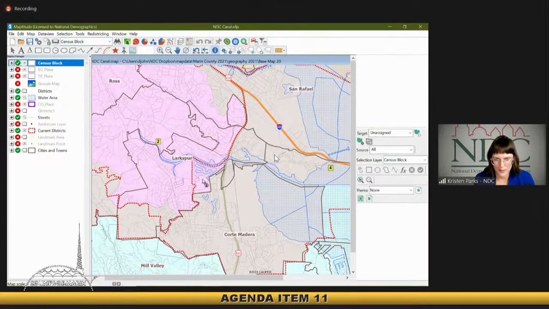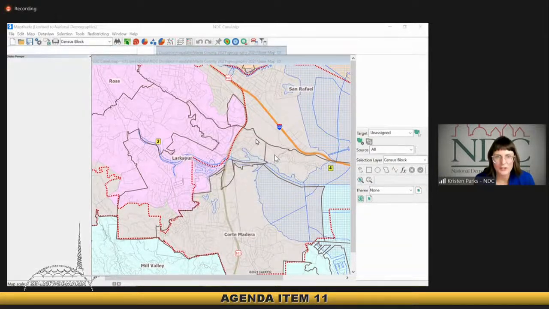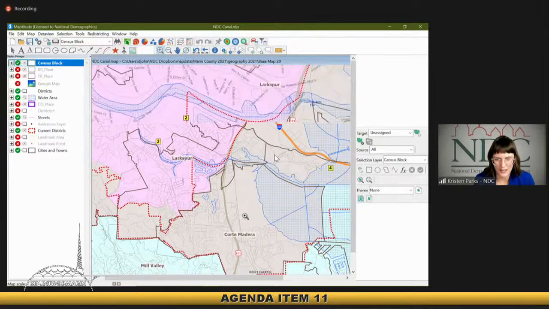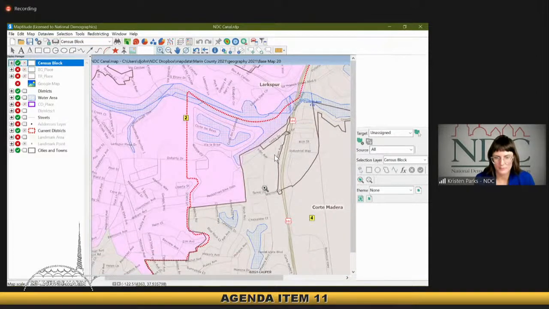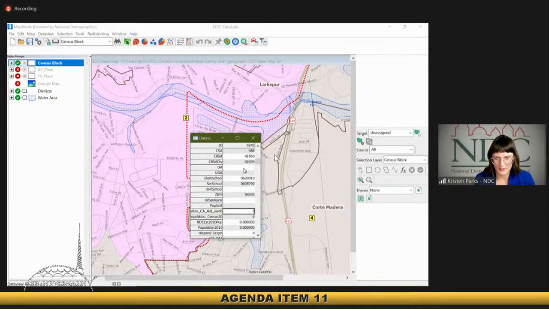For those that are listening, that's across from Redwood High School in Larkspur. Yeah, and there may be little to no population here. The block has zero population that I'm looking at right now. This block here. So population number is zero.